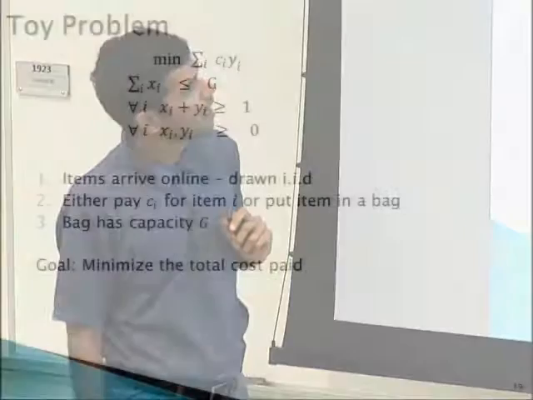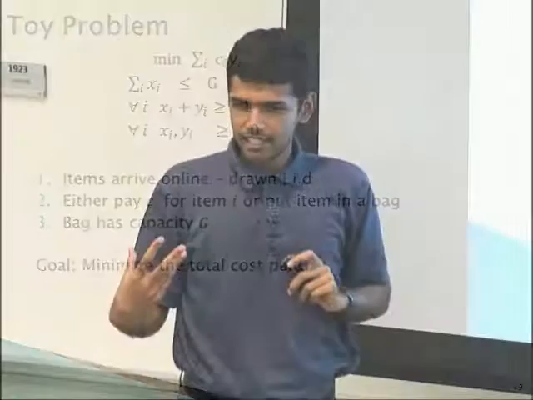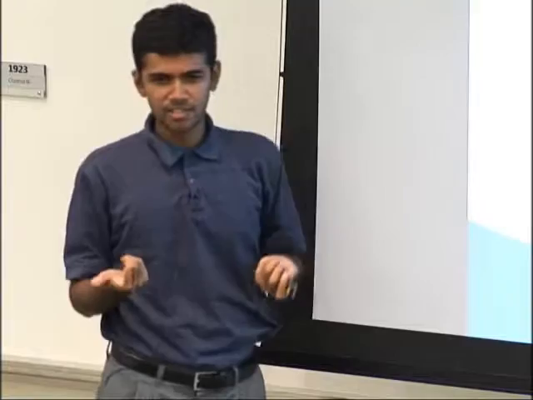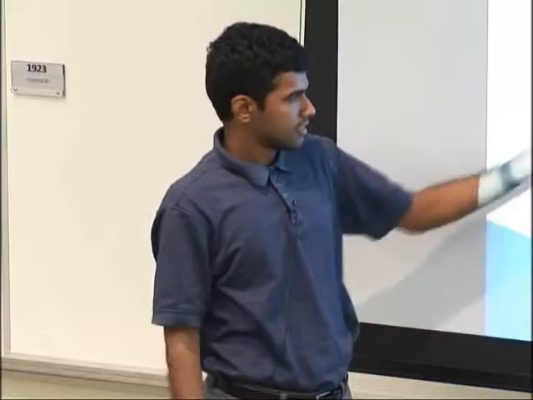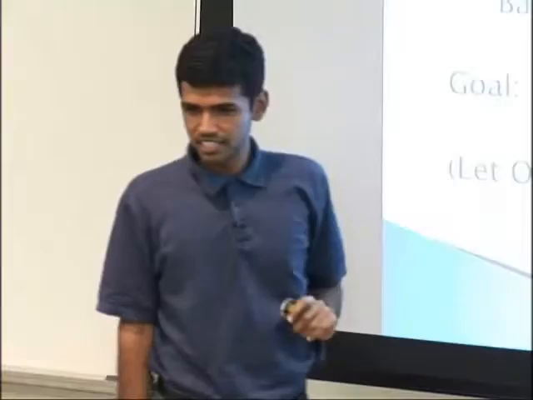So in this toy problem, what's happening is some items are arriving online, and each item i has a cost c_i. And you can do two things when an item arrives. You can either put the item in a bag. This bag has capacity G. Only G items can go inside the bag. Or you pay the cost for the item, and then you don't put that item in the bag if you pay for it. The goal is to minimize the total cost you pay, respecting this capacity constraint of the bag. And these items are drawn from some distribution. Okay, these costs are drawn from some distribution, which is unknown to the algorithm designer. And as I said, minimize the total cost. I'm going to assume for simplicity that the optimal cost is equal to the total capacity G. Okay. It doesn't matter, but I use this for simplicity.